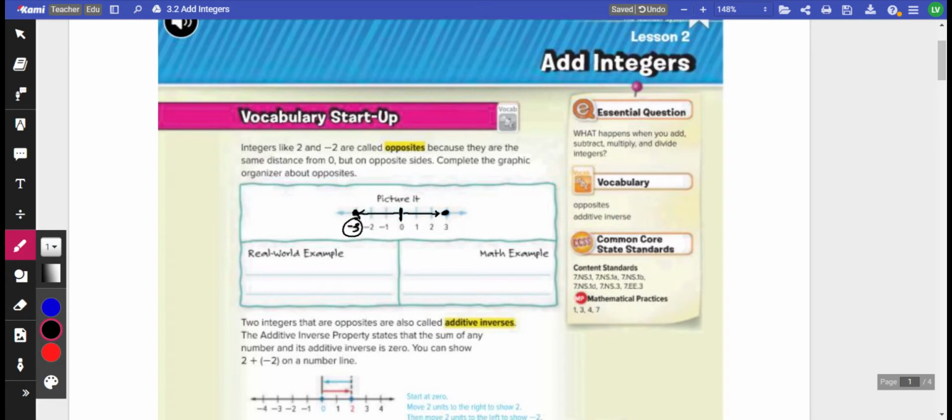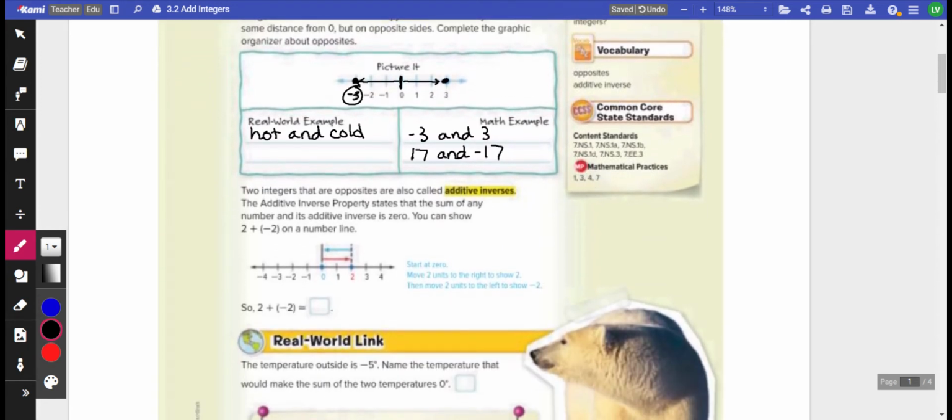So a real-world example of opposites, hot and cold. A math example of opposites, well, we have -3 and 3. If we have the value of 17, the opposite would be -17. Two integers that are opposites are also called additive inverses.